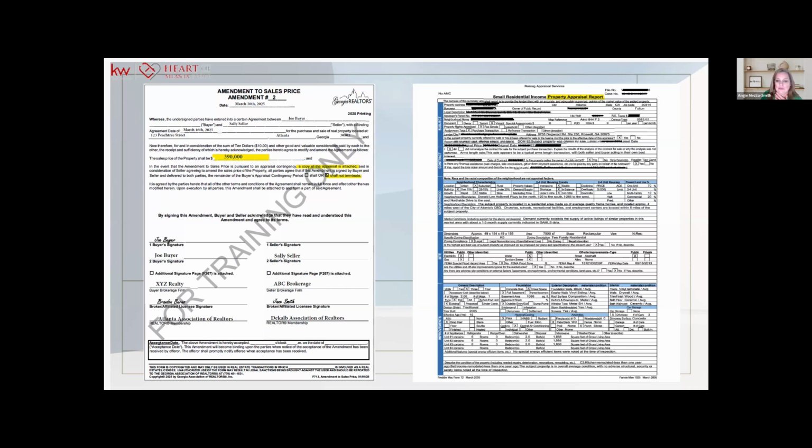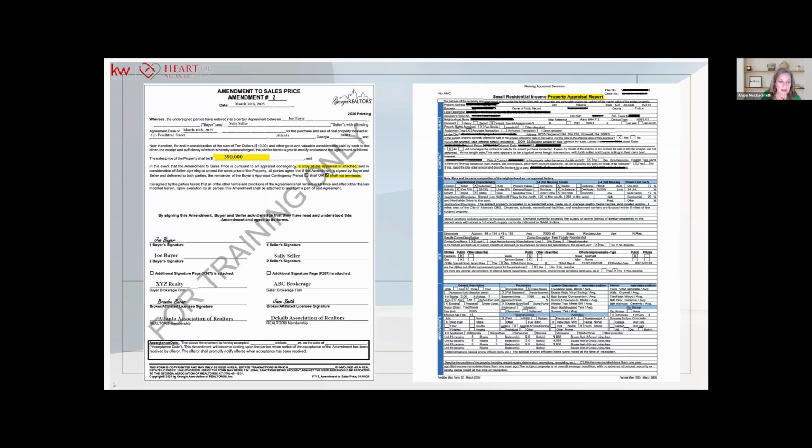Okay, so again, we've pretty much gone over the amendment. This is required every single time. There is no just getting a low appraisal and terminating. That day is gone. Doesn't matter if you have FHA, VA, USDA, no financing contingency, regardless. Low appraisal means send this amendment and send a copy of the appraisal, period.